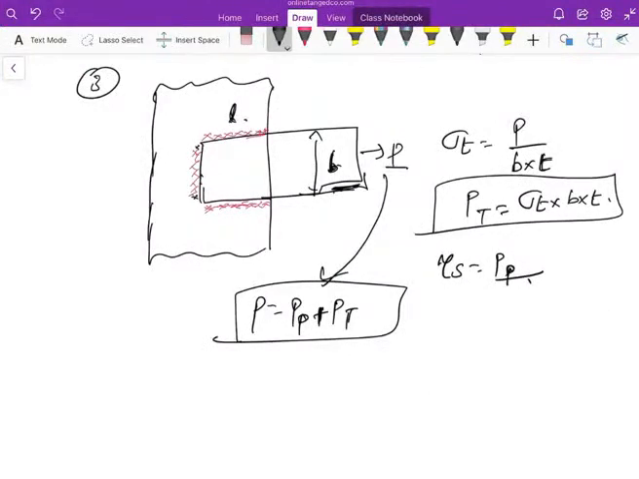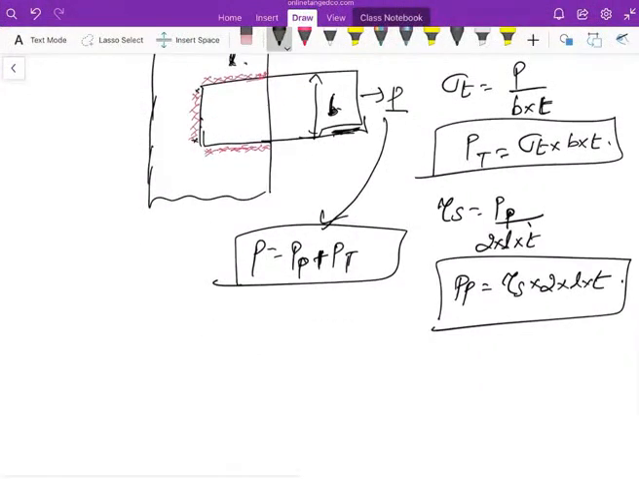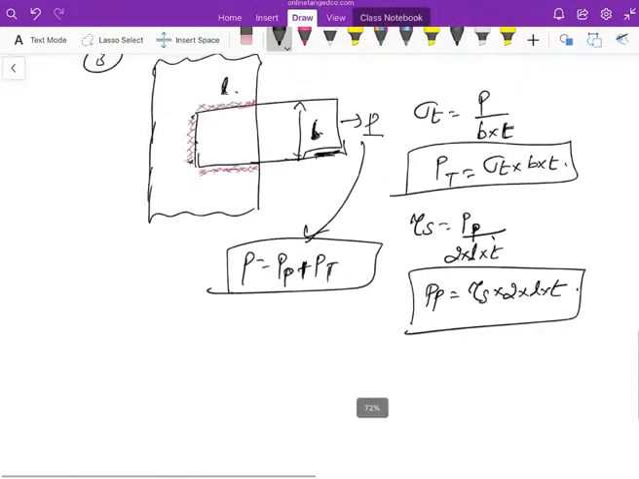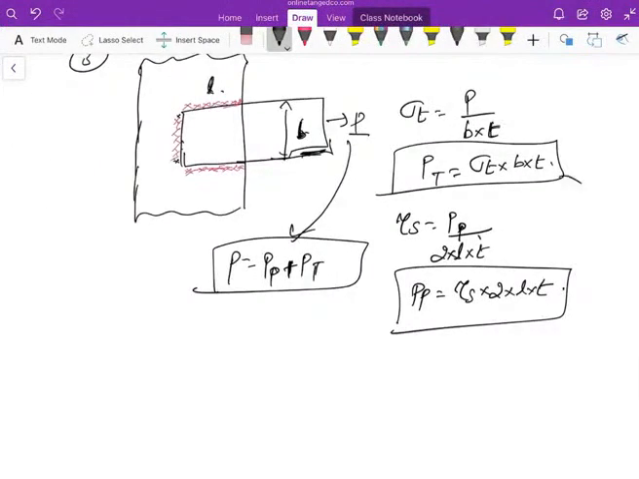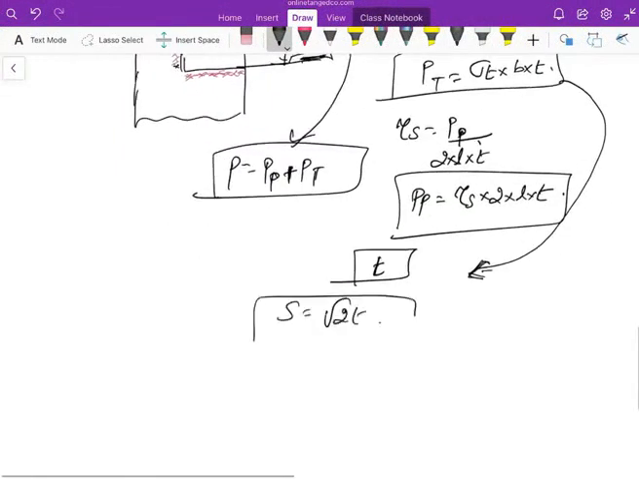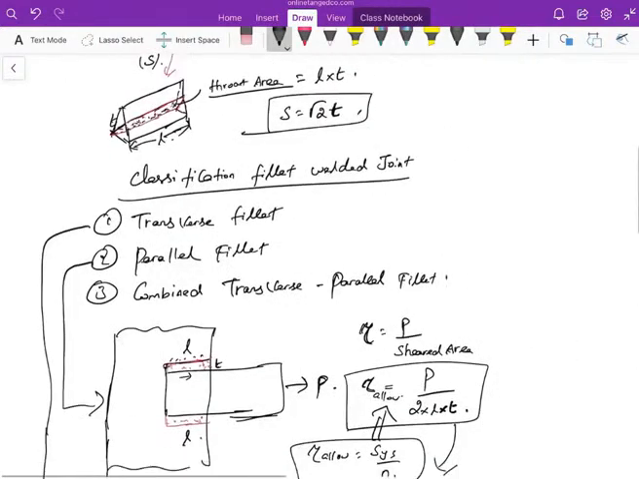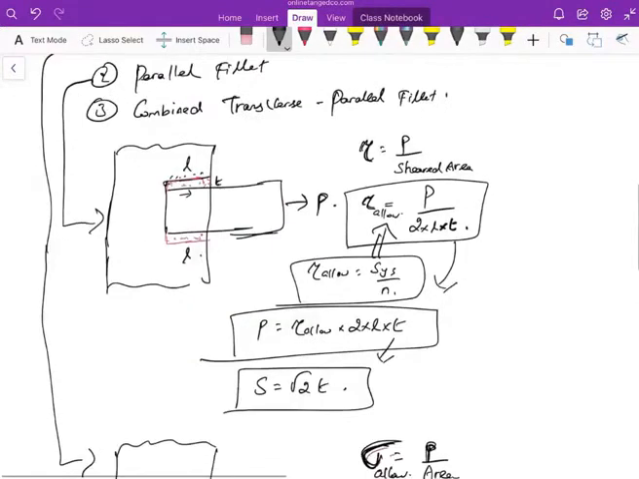Now tau s is nothing but PP by 2 into L into T. From here, find the thickness of the weld, whichever is smaller, that will be your design thickness. From here, find the size of the weld as root 2 T. You got it right? So we have seen the three different conditions: transverse fillet, parallel fillet, and combined transverse and parallel fillet.